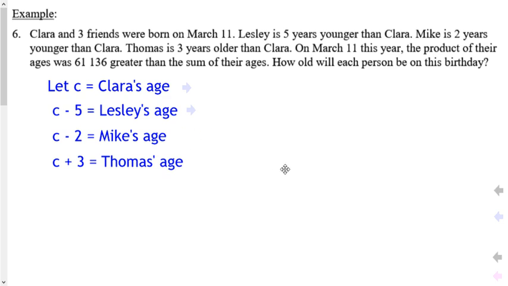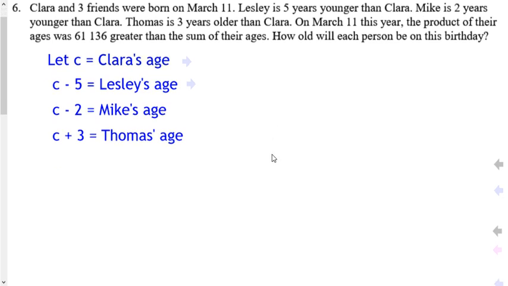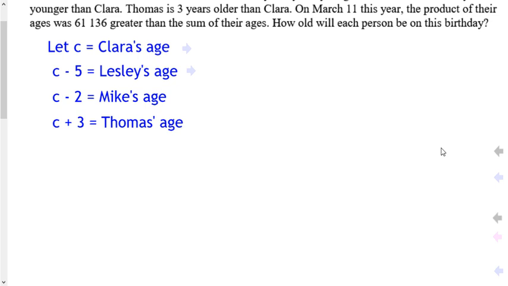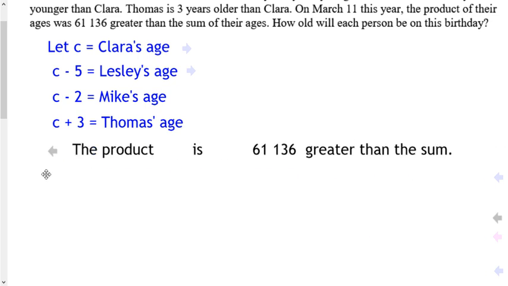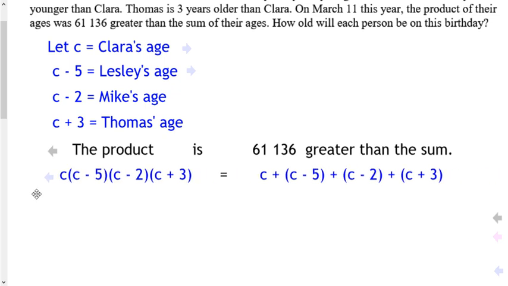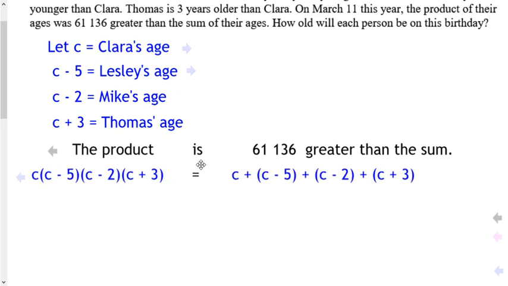Well, then we have that statement about the product and the sum. So the product, we're told, is 61,000 something greater than the sum. Product is what we get when we multiply. "Is" tells me I have an equal sign. And the sum is what I get when I add them together. So there's the start of my equation. It's not a complete equation yet because so far I have the product equal to the sum, but they're not equal. I'll give you a moment to write this down.